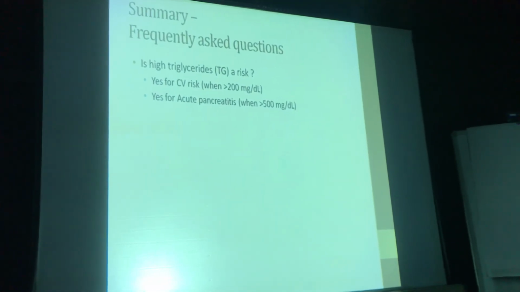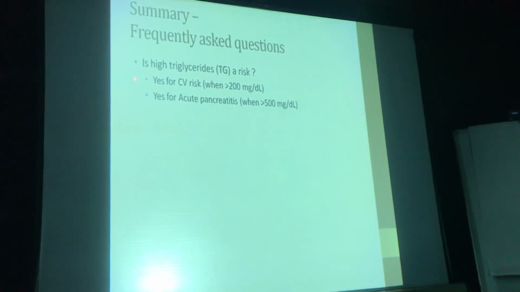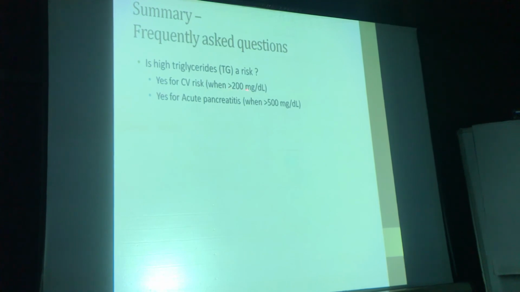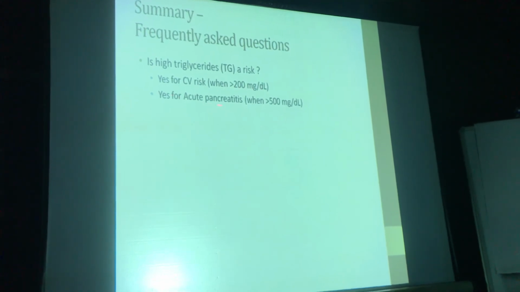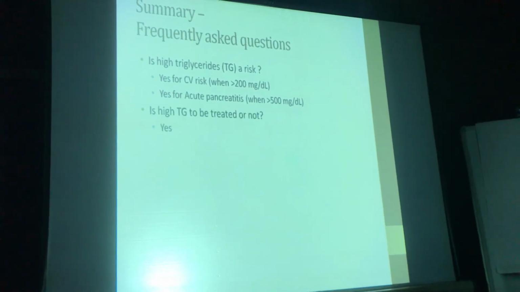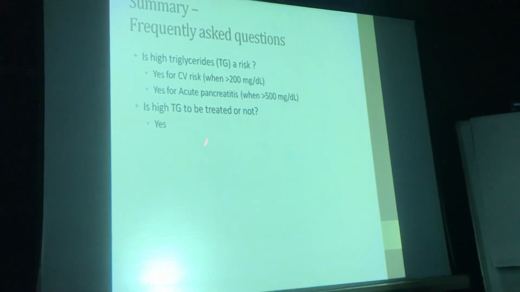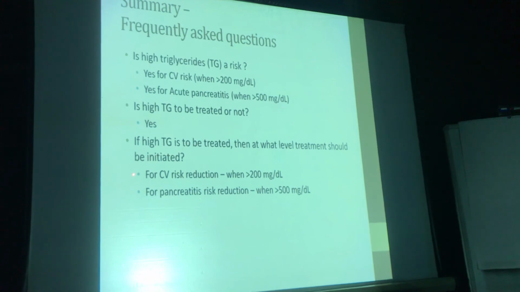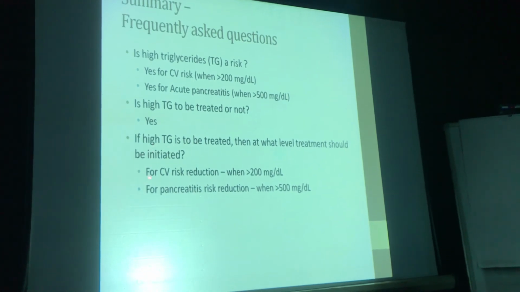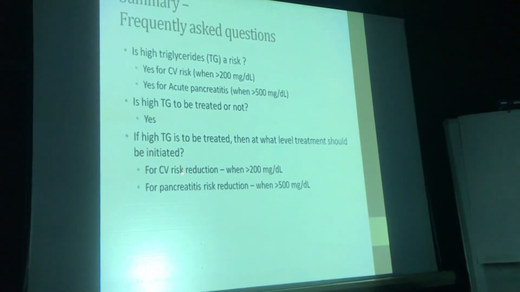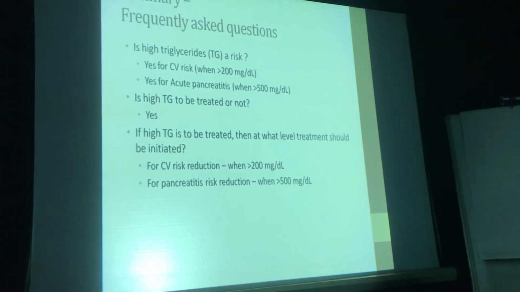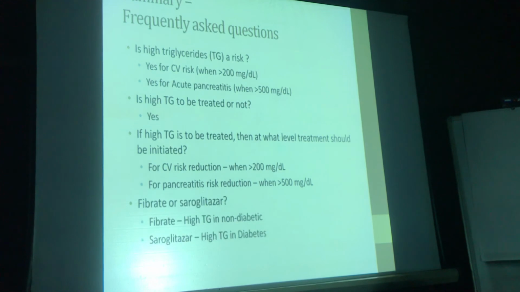So if I am to sum up, triglycerides require treatment for the prevention of cardiovascular risk when they are more than 200 milligrams, and for acute pancreatitis when more than 500 milligrams. And at what level do we start the treatment? For cardiovascular risk reduction it is when triglyceride is more than 200 milligrams, or for pancreatitis reduction only when it's at 500 milligrams.